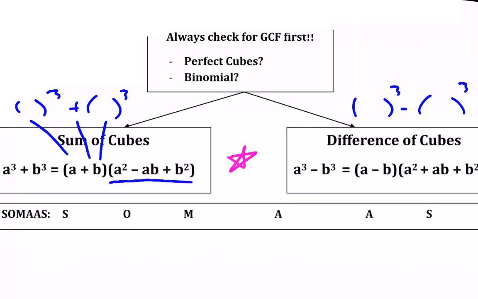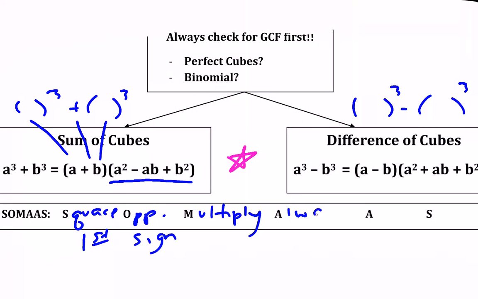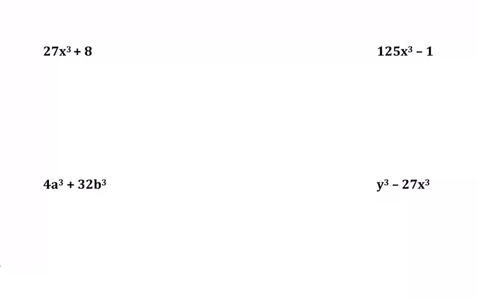After that, to remember the trinomial, what I think of is you're going to square, so that's the S: square your first term, then you're going to write the opposite sign, then you're going to multiply your two terms. You always add, and then you square your second term. So let's look at what that is in a problem.